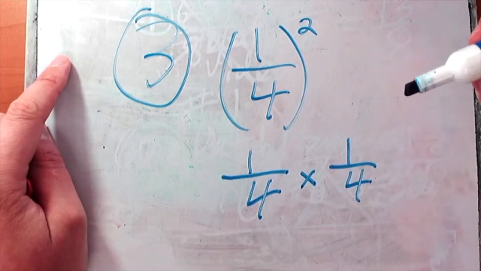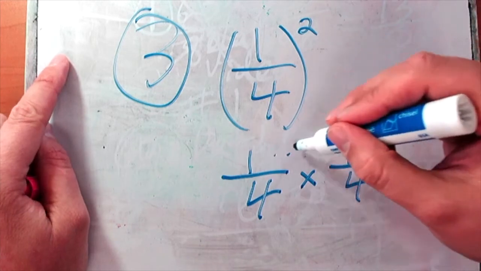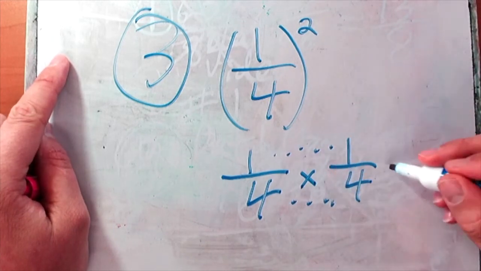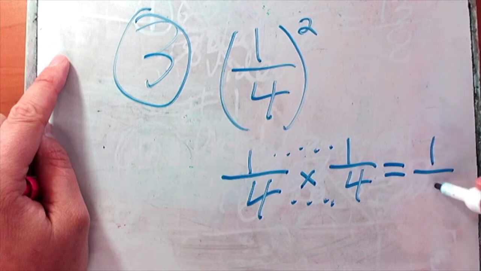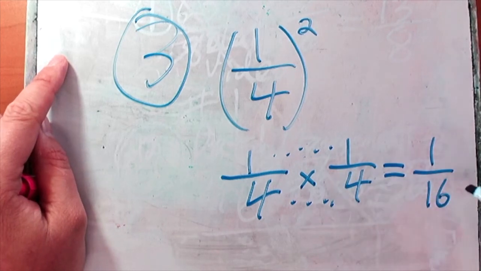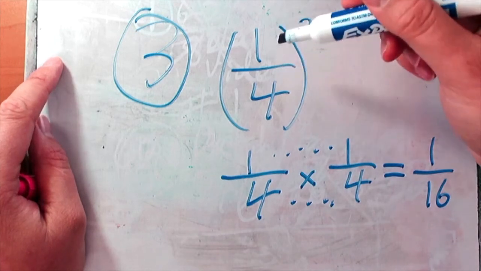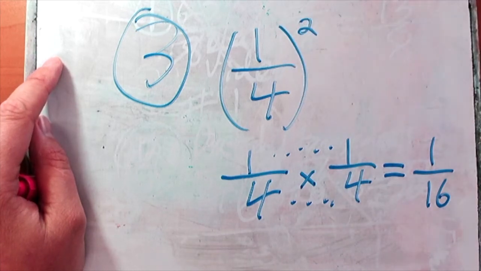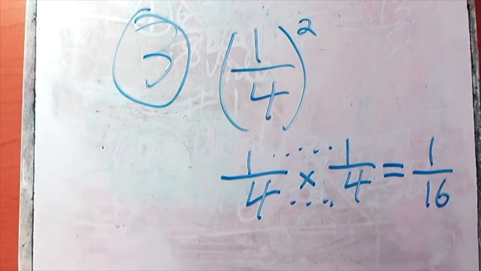And from question 2, we know that you just multiply the tops and you multiply the bottoms. So 1/4 times 1/4 is 1/16. 4 times 4 is 16. 1/4 squared is 1/16. And that's how we get it there. That's question 3.